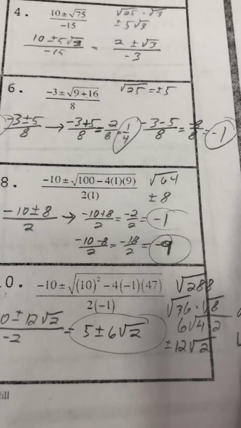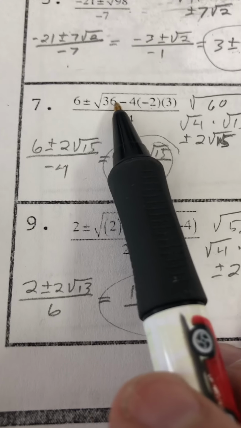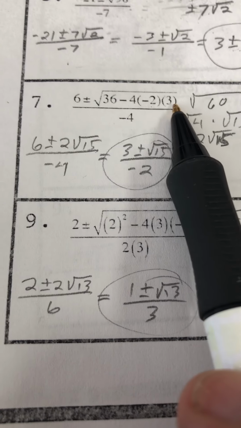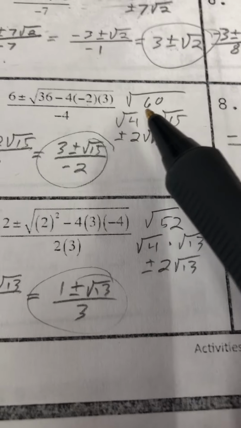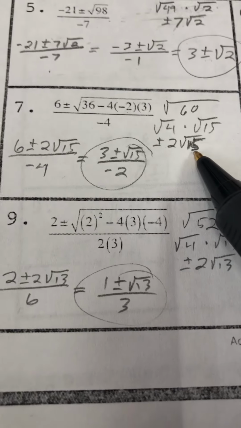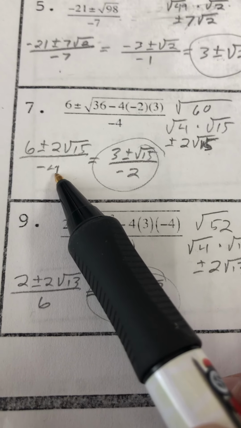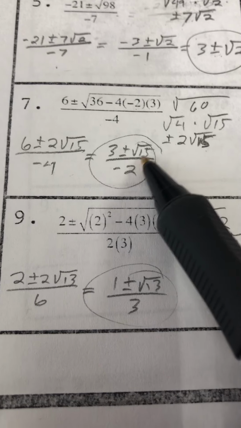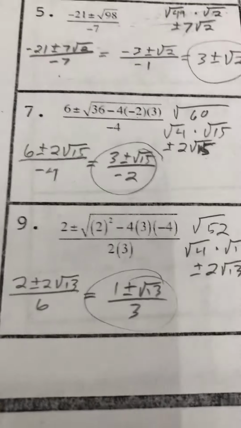Here's 6. A few steps on that one. And this is where we need to do what's in the square root. So this was 60, and I took out 4 and 15. Square root of 4 is 2, and I'm left with square root of 15 on the inside. I can divide all three numbers by 2, and so I'm left with 3 plus or minus square root of 15 divided by negative 2, because negative 4 divided by 2 is negative 2.